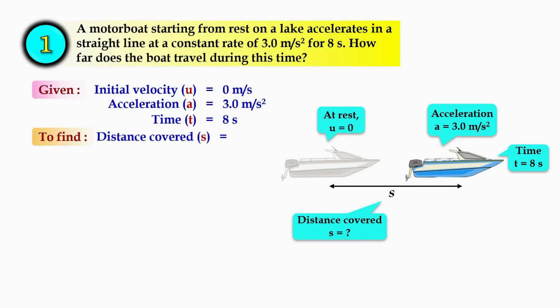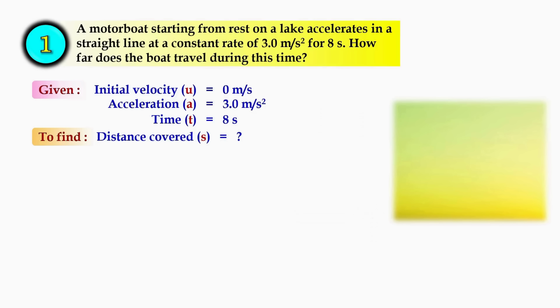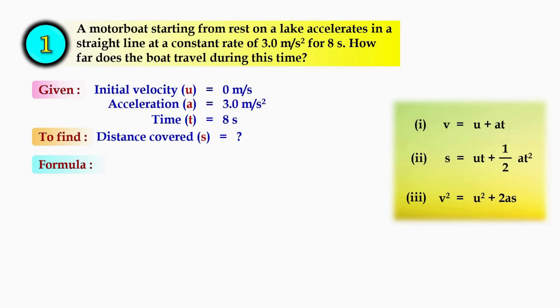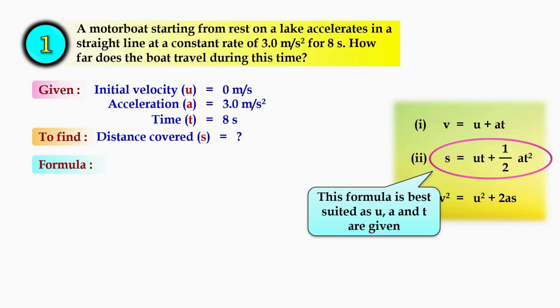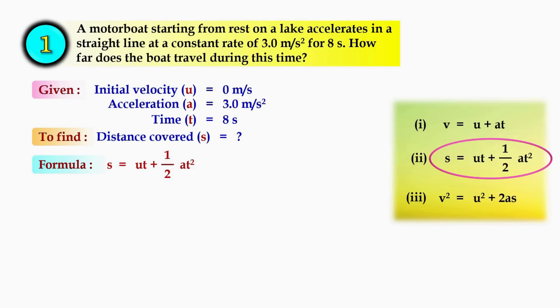Since the values of initial velocity, acceleration, and time are given, the most suitable formula to use is the second equation of motion. Displacement equals initial velocity multiplied by time plus half multiplied by acceleration multiplied by time squared. Now substitute the values. Initial velocity is 0, time is 8 seconds, and acceleration is 3 meters per second squared.